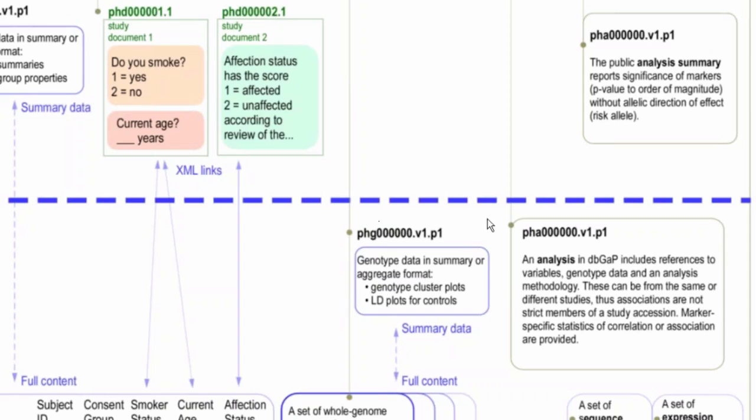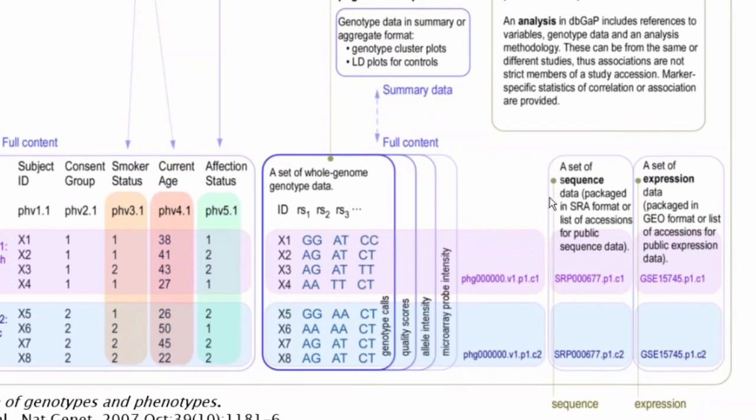Genetic data is bundled usually as large arrays of information that are accessioned with a PHG number. Analysis results get a PHA number. And then there's other data that are linked through the controlled access SRA that have different accessioning space. That'll be covered more, I think, in a later webinar.